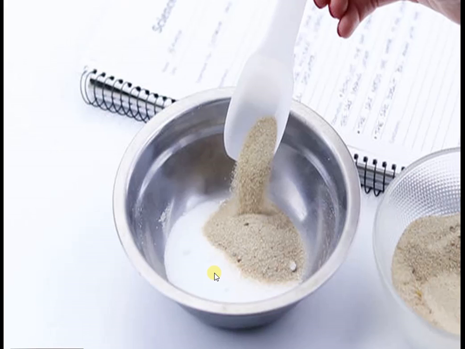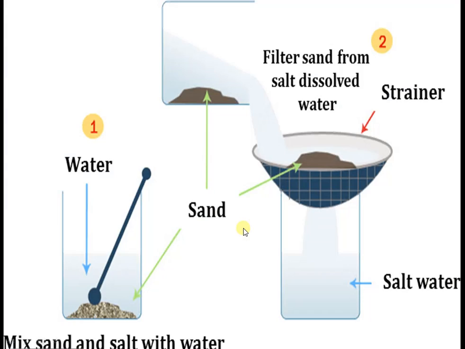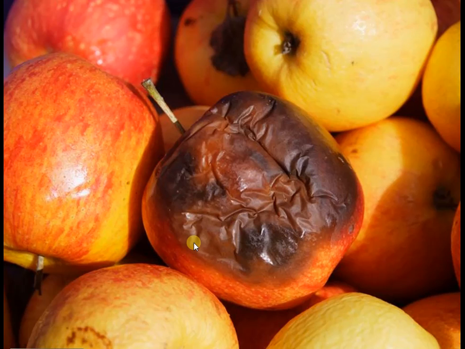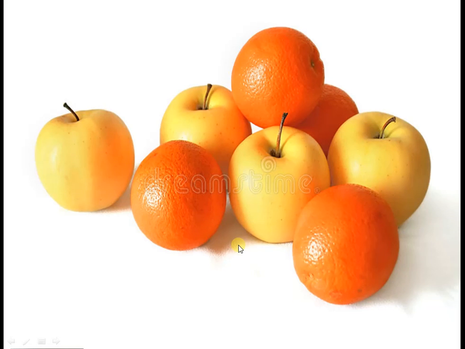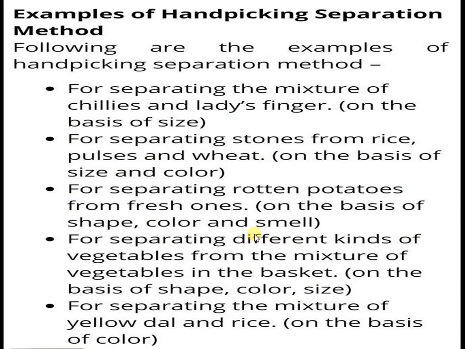Can you separate salt from sand in this manner, by hand picking? No. We can separate salt from sand by the filtration method. And rotten fruits are removed from fresh fruits by hand picking. Separating oranges and apples by hand picking. These are the examples of the method of hand picking. Try to give some more examples where the hand picking method is used.